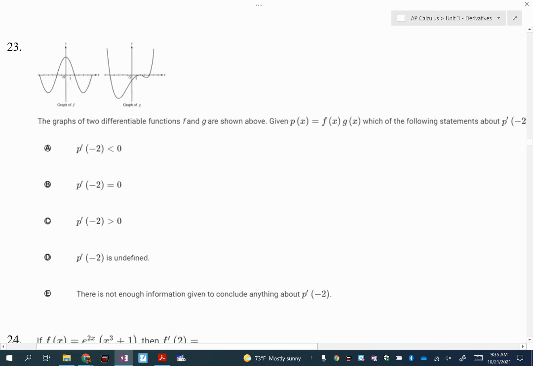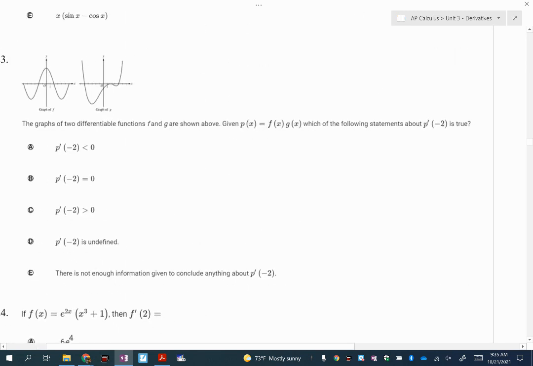23. Now 23 says that we have two differentiable functions, f and g. They're shown in those graphs. And we're told that p of x is the product of the two of those. So we want to find which of the following is true if I want to look at p prime of negative 2. So let's just do a little work on p prime of x.